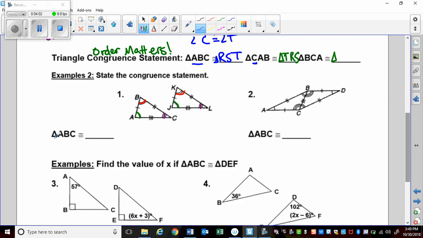They told me to start with, this says triangle ABC is congruent to, draw your triangle symbol. We have to put it in the same order. They told me to start with A, and that's my green angle. So I have to start with J. They told me to go to B, which is my red angle. I have to go to K, and then J, K. The only one left is L. I want you guys to try this one.